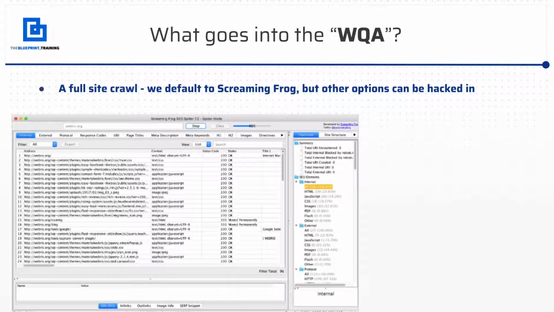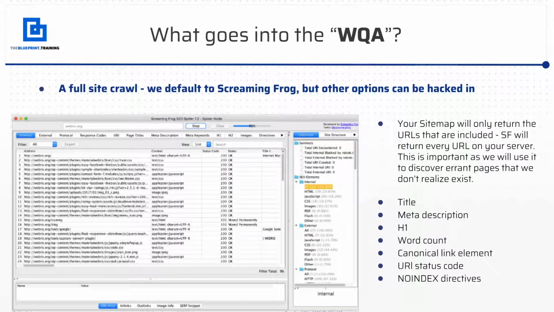As I mentioned, we get a full website crawl. The report defaults to Screaming Frog, but you can hack together a number of different options. Our agency actually uses Sitebulb, but you can also use Deep Crawl if you want, whatever you're comfortable with. We just default to Screaming Frog because it's free. The reason why we do this is because your sitemap will only return the URLs that are included. A crawl will pull back every single URL and other files as well on a website to help us discover error pages that we might not even know existed.